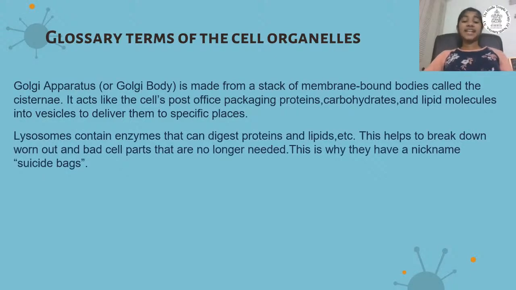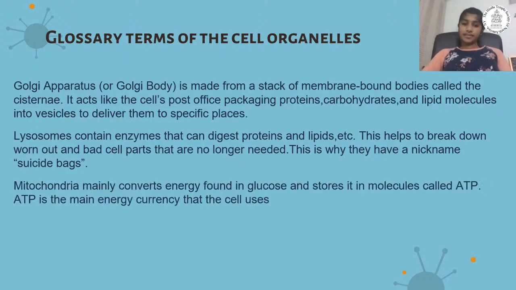Lysosomes contain enzymes that can digest proteins and lipids. This helps to break down worn out and bad cell parts that are no longer needed. This is why they also have the nickname of suicide bags. Mitochondria mainly converts energy found in glucose and stores it in molecules called ATP. ATP is the main energy currency that the cell uses.